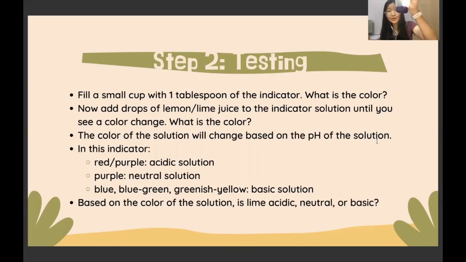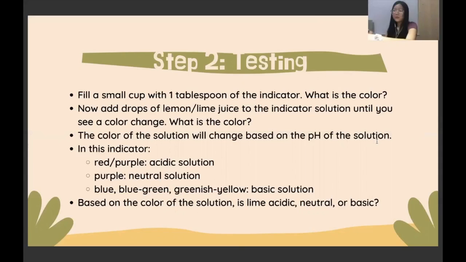If you said purple, you would be correct. Now we're going to add a few drops of lemon or lime juice to the solution until a color change can be seen. I'm going to add my lime juice in here. I'm running out of lime, so let me just get a little bit more. So we're going to add the lemon or lime juice into the solution until a color change can be seen. Now, do you see this? What color is that? That looks reddish pink, right?